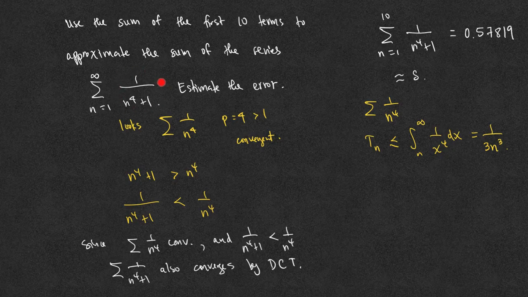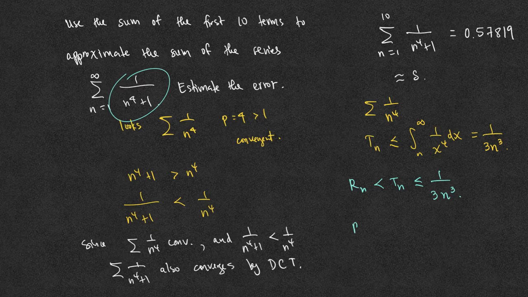We know that 1 over n to the fourth plus 1 is less than 1 over n to the fourth. The remainder of the given series is therefore less than the remainder of the series 1 over n to the fourth. We conclude that R sub n, the remainder of the given series, is less than the remainder of the series 1 over n to the fourth. But T sub n is less than or equal to 1 over 3n cubed.